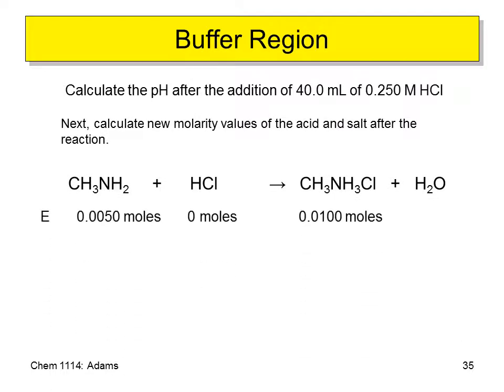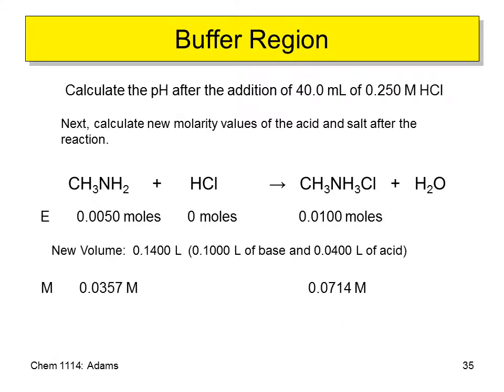Step 2, from the previous slide, is we're going to calculate a new total volume and new molarity values. For the new total volume, I've always had 100 milliliters from the base, and I've added 40 milliliters at this point in time from the acid. Moles divided by volume will give new molarities, and I have new molarity values for the weak base and its salt.